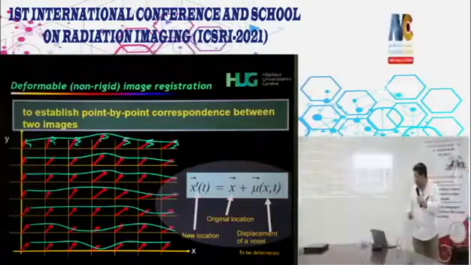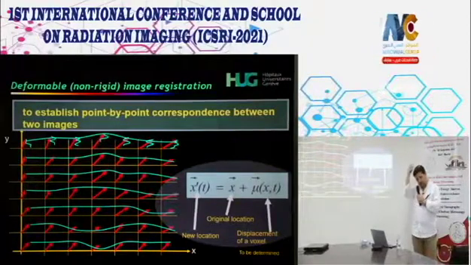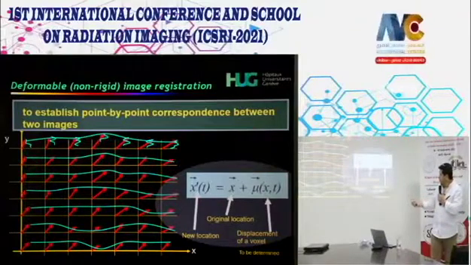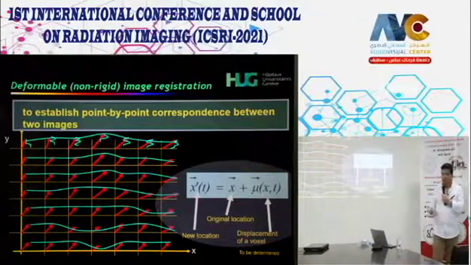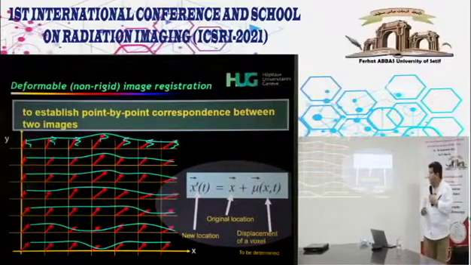So the idea of non-rigid registration, contrary to rigid body registration, is that we need to get pixel by pixel motion vectors, an estimate of the motion vectors, and then we use those motion vectors to align the two images.